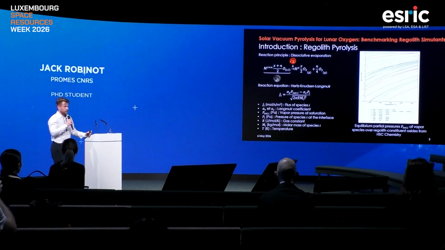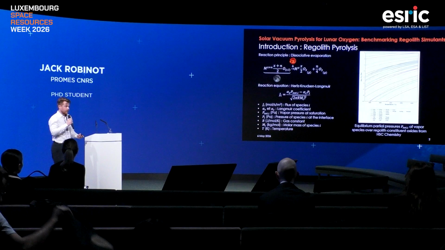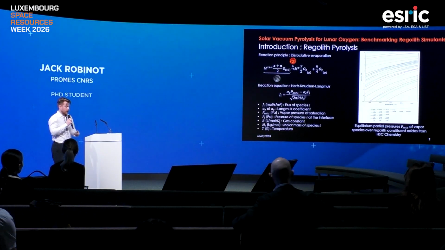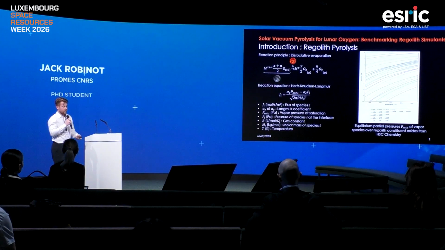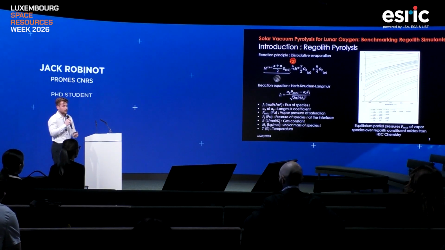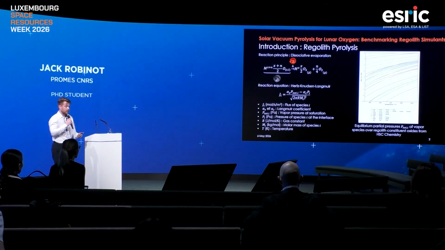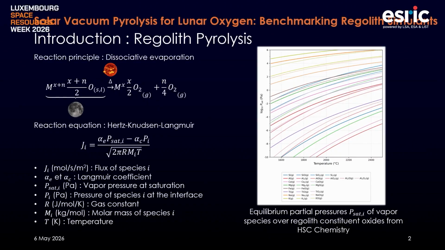The reaction principle is quite simple. It's a dissociative evaporation. You have the metal oxides inside the lunar regolith, then you use solar energy as a heat source to vaporize and evaporate the materials. The reaction occurs below the boiling point, and you can yield some metals, suboxides and some oxygen. The reaction equation is the Hertz-Knudsen-Langmuir, which models the flux of evaporation of the oxide.